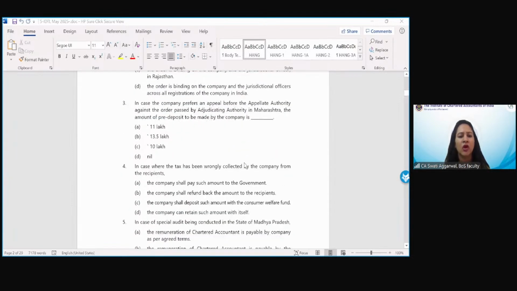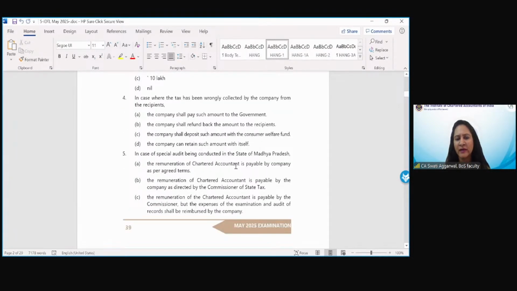So the options are option A, the company shall pay such amount to the government. Option B, company shall refund back the amount to the recipient. Option C, company shall deposit such amount with the consumer welfare fund. And option D, the company can retain such amount with itself.